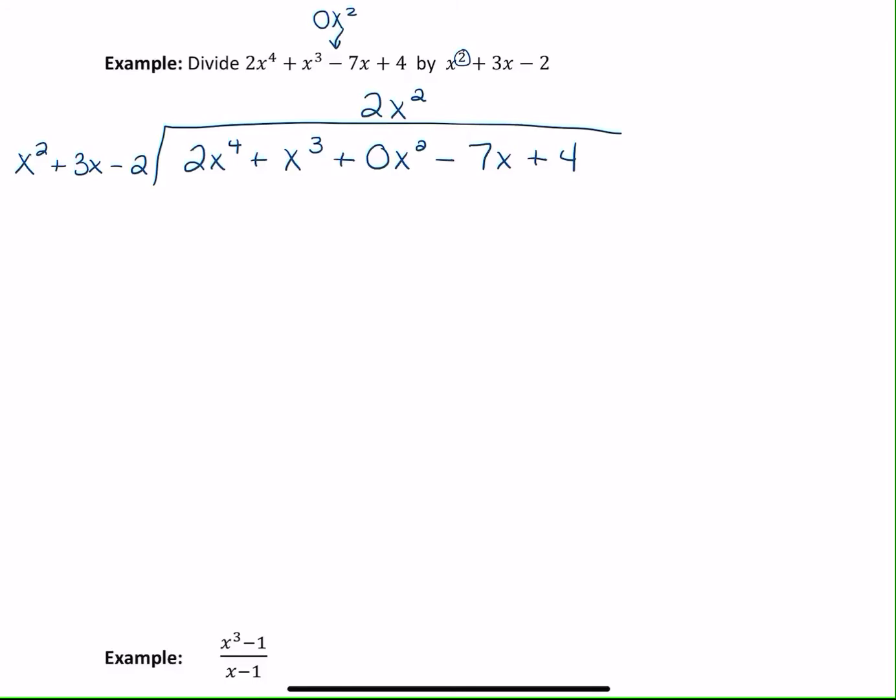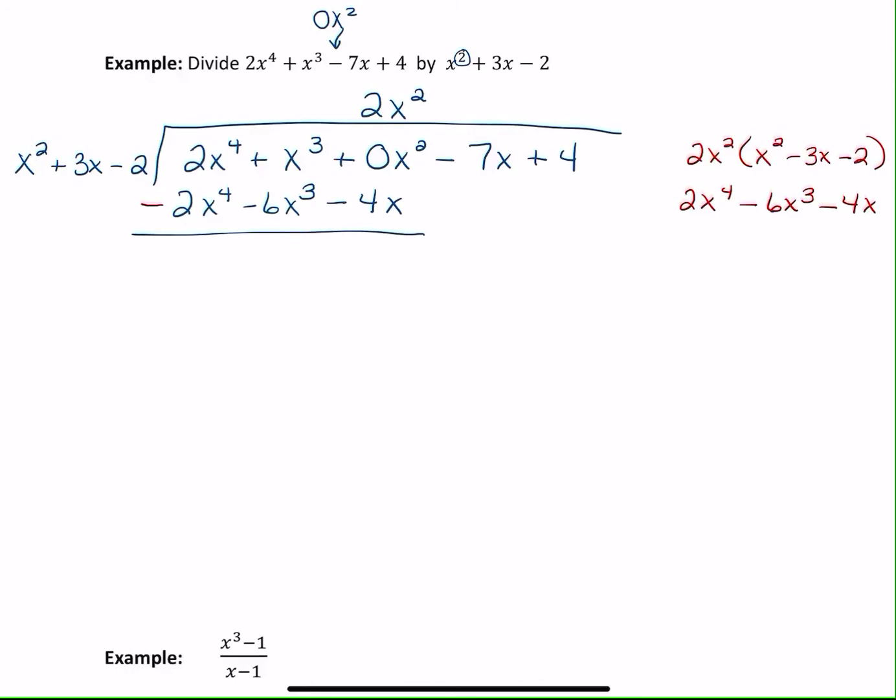And out to the side, I've got 2x squared times my divisor. And that's what I'm going to line up underneath. So I'm going to have the 2x to the fourth minus 6x cubed minus 4x. So that's what I line up underneath. And again, I'm going to subtract, so that's going to change every sign. So when I do that, my first terms cancel out, which is what you want to happen, and then I add everything else. So I've got an x cubed plus 6x cubed will give me 7x cubed.